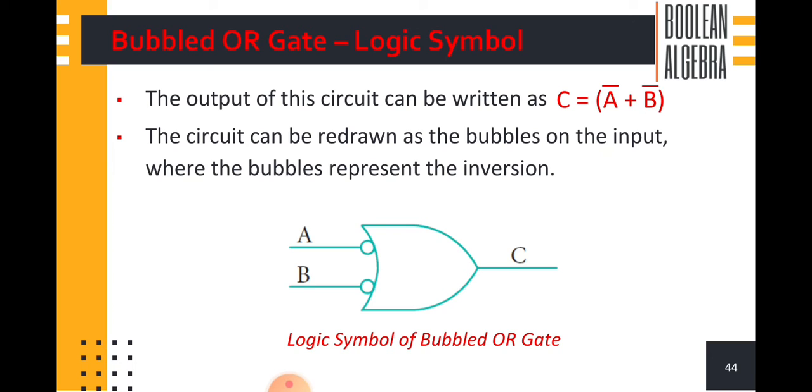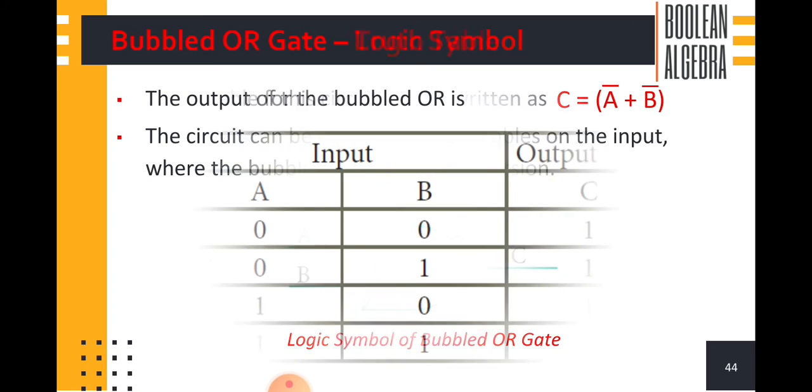Okay, we already learned that the NOT circuit can also be represented by only a circle. The circle is used to mention the NOT circuit, where the bubbles represent the inversion. So for A and B, we are passing two inputs. At the end of A, we just put a circle symbol, that is the inversion symbol. Then we give the input to this OR gate, and we get the output A complement plus B complement. So this is the logical symbol of the coupled OR gate.